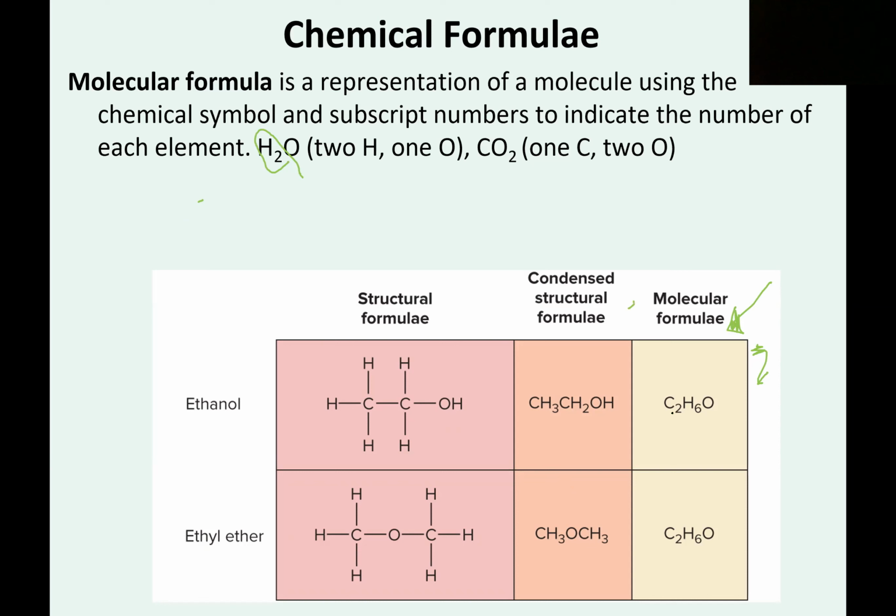So the subscript goes with the atom listed previously to that. So C2H6O means 2 carbons, 6 hydrogens, and 1 oxygen. It tells you what's in the molecule.